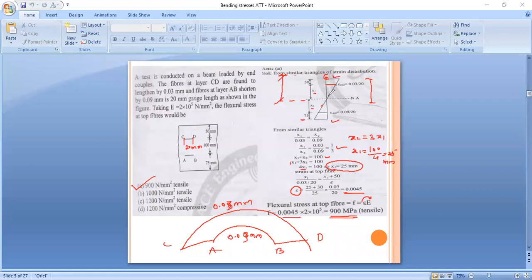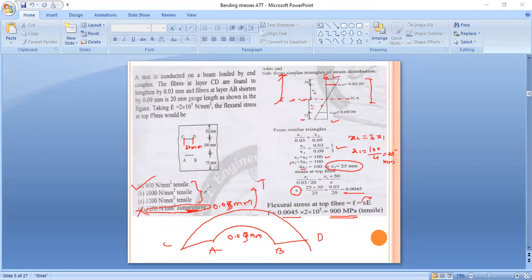Only here the similar triangle rule is applied. By applying the similar triangle rule, first we have to find the exact location of the neutral axis. Once you get the exact location of the neutral axis, then you have to find the stresses at the top, and at the top tension is created. So option D is automatically incorrect because here compression is generated and we have to find out the stresses in tension.